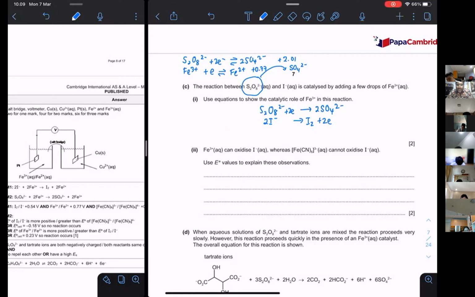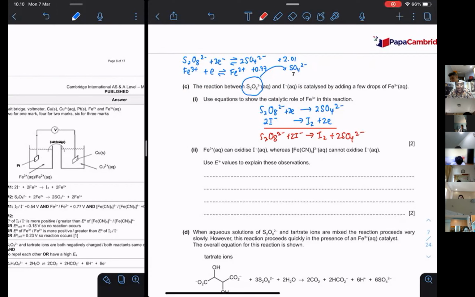But do remember, they say that we need to show how the Fe is going to behave as a catalyst. So you cannot simply add these two equations together. I'll show you what students will do. Students will add these two equations, S2O8 2 minus plus 2I minus, cancel the electrons, and you get I2 plus 2 SO4 2 minus. This is not what they want.